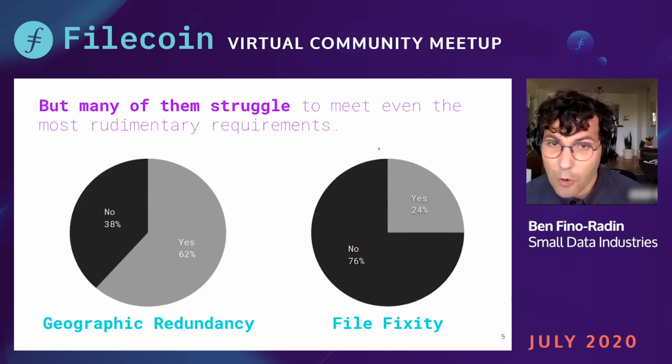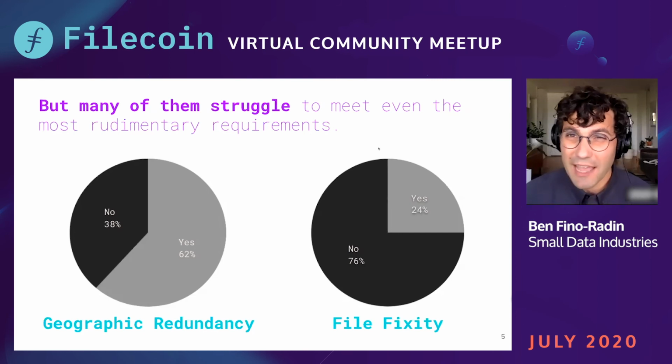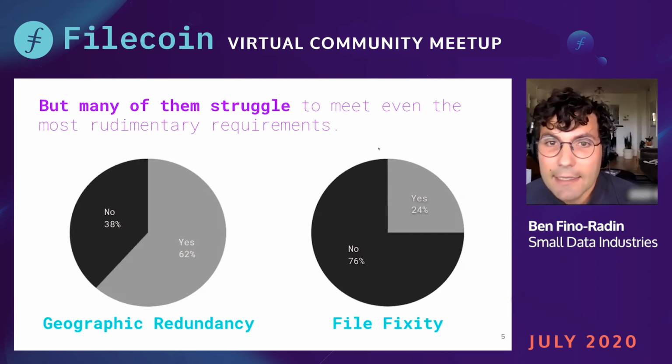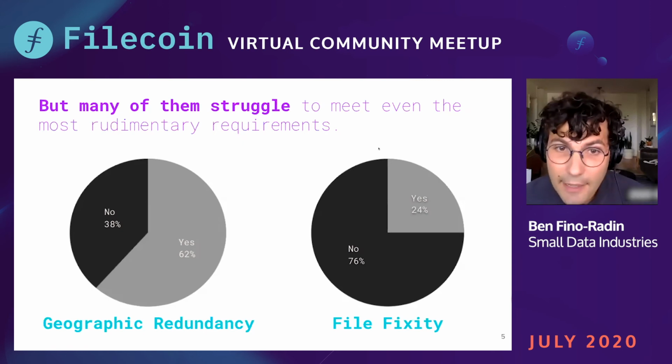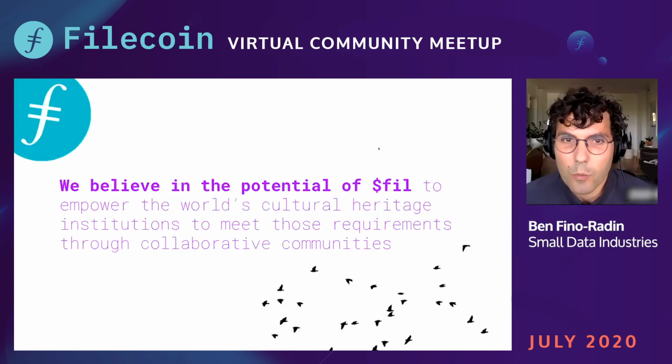And we found that only a quarter of the respondents who took our survey actually are doing any kind of fixity. So not only do a lot of people not have redundancy, a lot of people really have no way of proving if their data has been maliciously modified, if it's been deleted, if it's been accidentally corrupted. And so we really believe in the potential of Filecoin to empower the world's cultural heritage institutions to meet these really complex requirements through collaborative and cooperative communities.